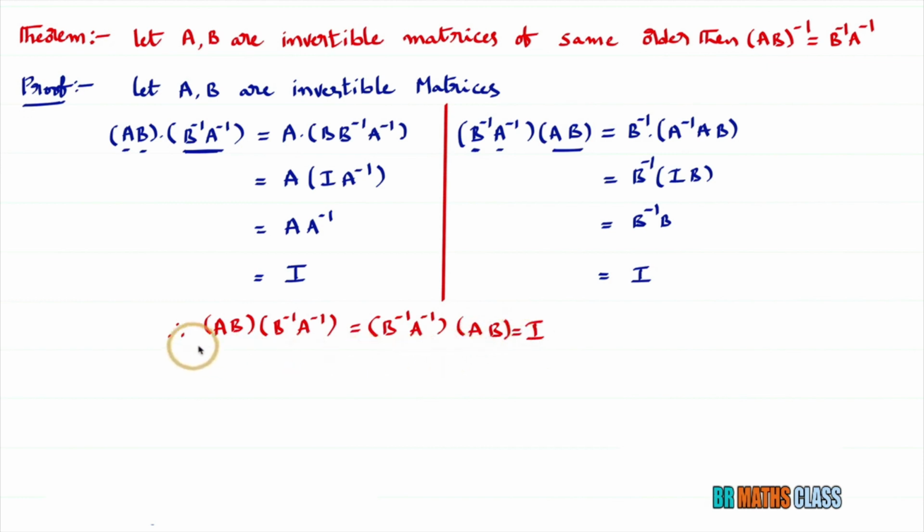From the definition of invertible matrices, what can I conclude here? I can say that B inverse A inverse is called the inverse of AB, which is denoted like this: inverse of AB. So finally, what we got is that AB whole inverse equals B inverse into A inverse. I hope you understand this class.